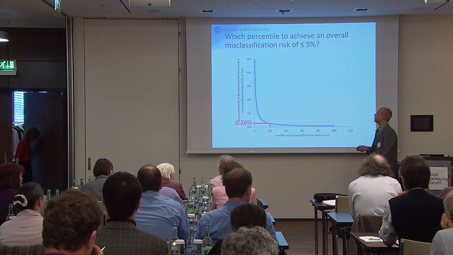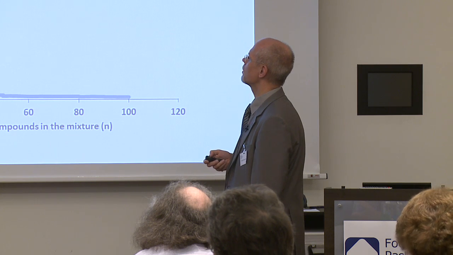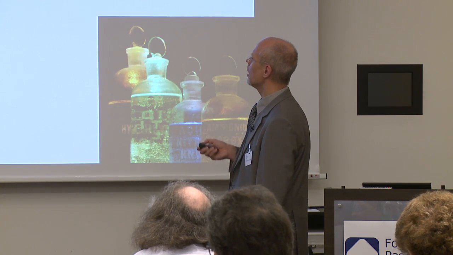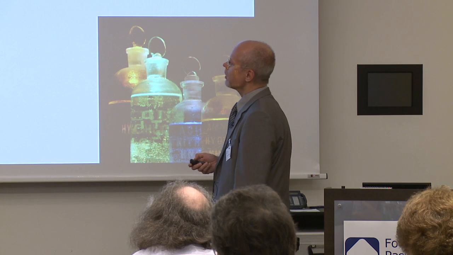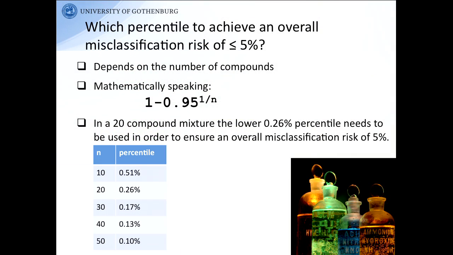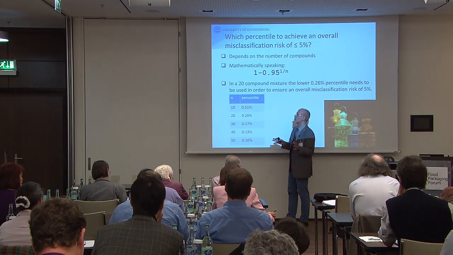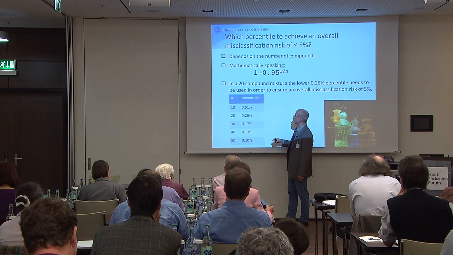But this is what we would need to do there in order to ensure a 5% overall risk of misclassification. So that was the example of the 20-compound mixture. And you can see the more compounds you have in the mixture, 10, 20, 30, 40, 50, the lower the percentile is that you need to apply in order to end up with 5%. And the interesting thing is, just as a rule of thumb, that's pretty easy to calculate.